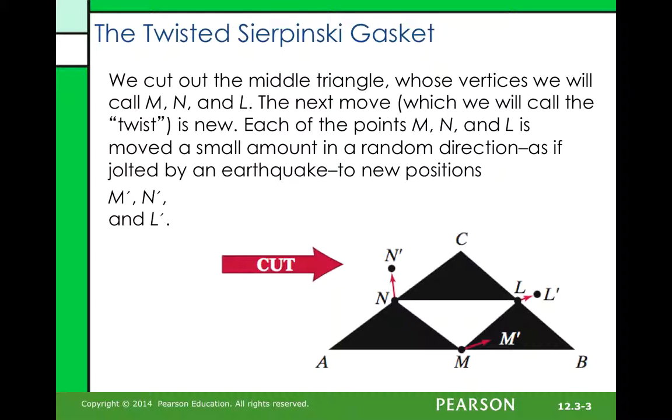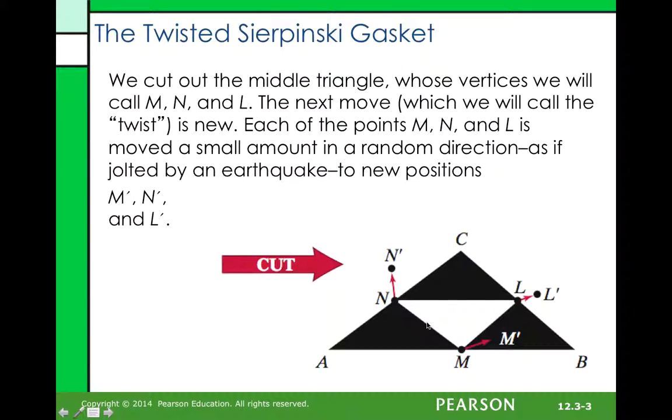The next thing we do is exactly what we did last time. You cut out a hole in the middle of the triangle. So you go to the midpoint between C and A and call that N, the midpoint between C and B, call it L, the midpoint between A and B and call that M, and you cut a triangle like this.